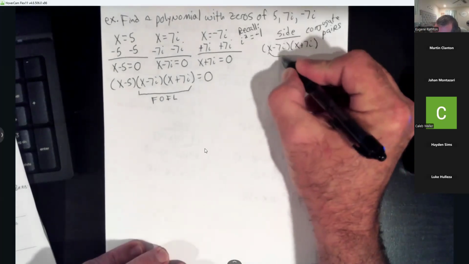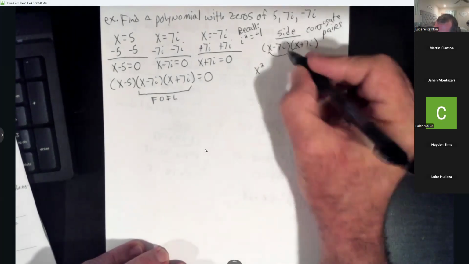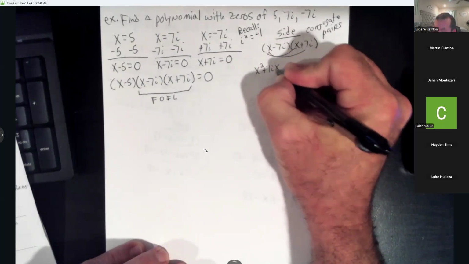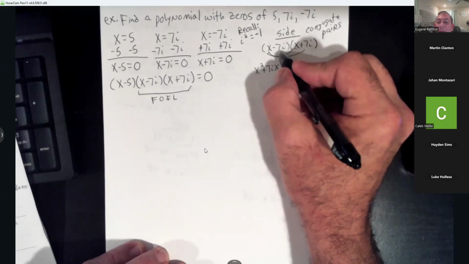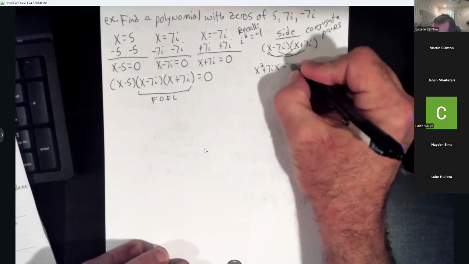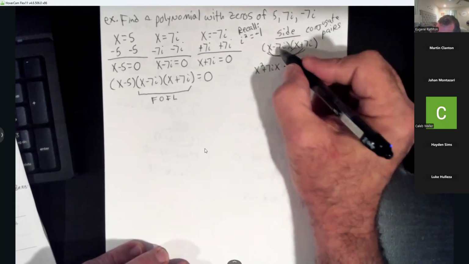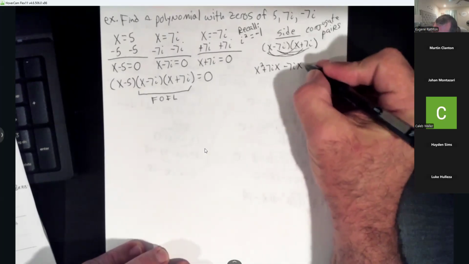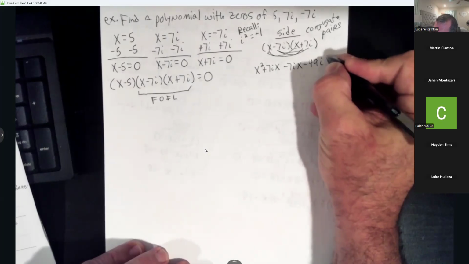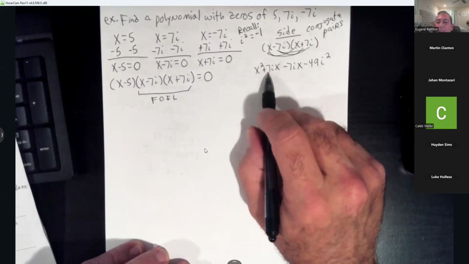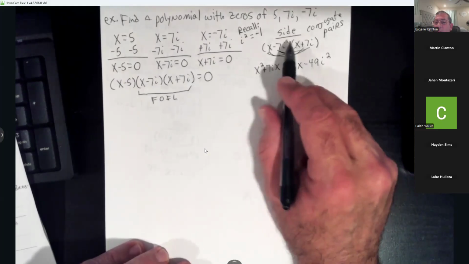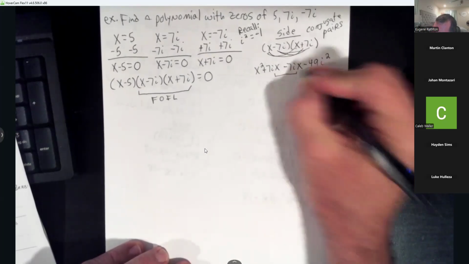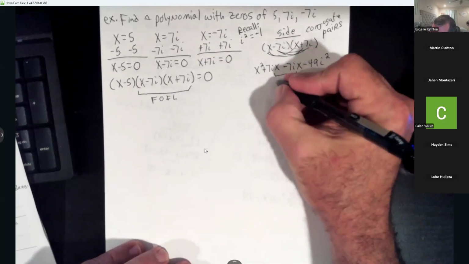All right, y'all, so let's FOIL this, and I'm going to show you how the imaginary part goes away. x times x is x squared. x times 7i is a positive 7ix. Negative 7i times x is a negative 7ix. And y'all, that negative 7i times 7i is a negative 49i squared. So anytime you FOIL conjugate pairs, whether they're real or imaginary, your middle two terms are going to cancel every time.